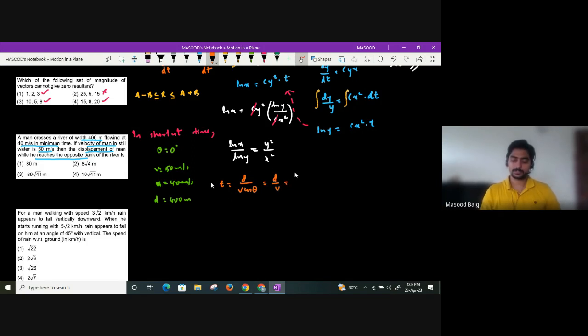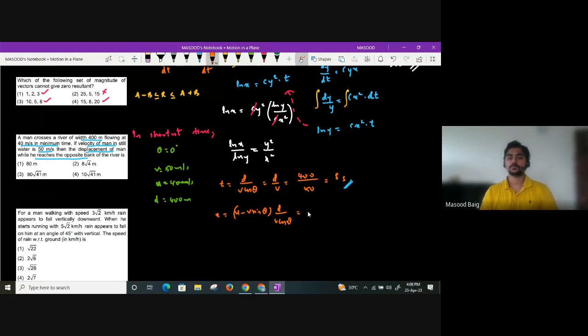D is how much? 400. What is V here? 50. So are we going to get 8 seconds or not? Clear? Now what are they asking? Drift value they're asking. What is the drift value? It is (u minus V sine theta) into D divided by V cos theta.